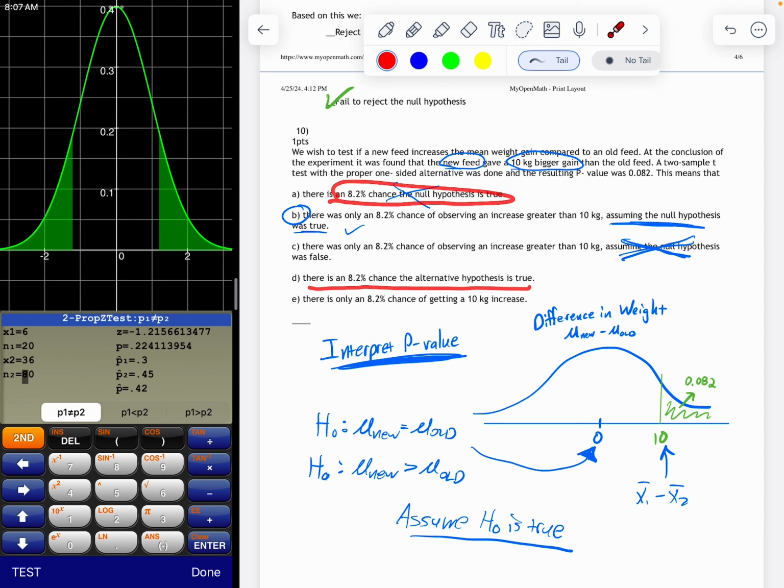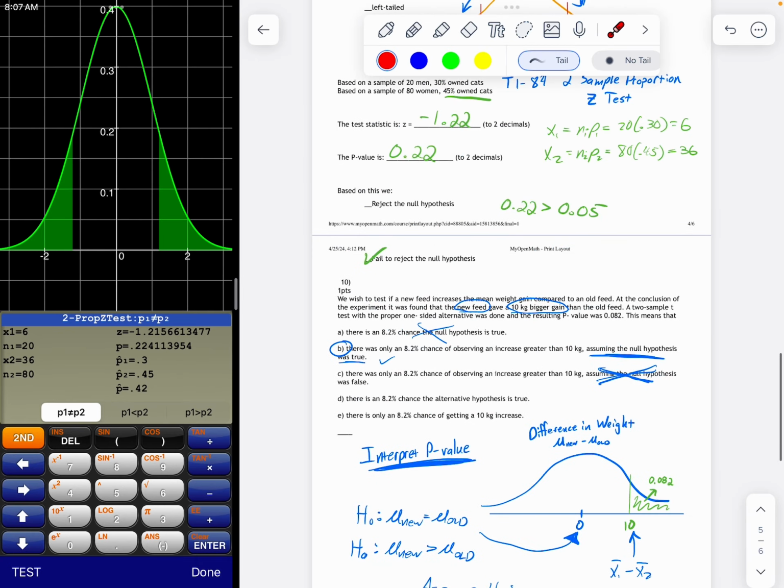This is not right, it's just testing if you understand the setup of the entire test. And this one is not right because it says there's an 8% chance of getting exactly a 10 kilogram increase. It's more of a CDF rather than a precise outcome, folks. It's 10 or greater. So that's close. There's an 8% chance of getting a 10 kilogram increase or greater, assuming the null is true. So there you go. Enjoy.